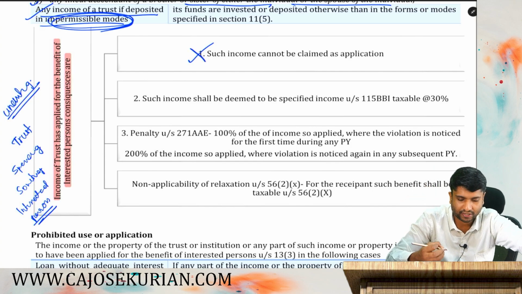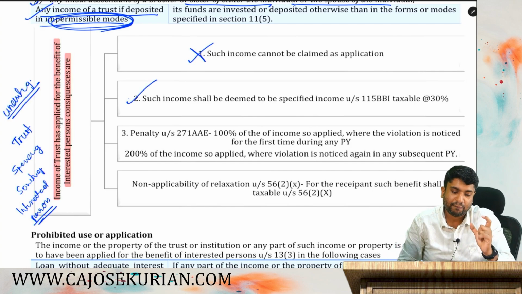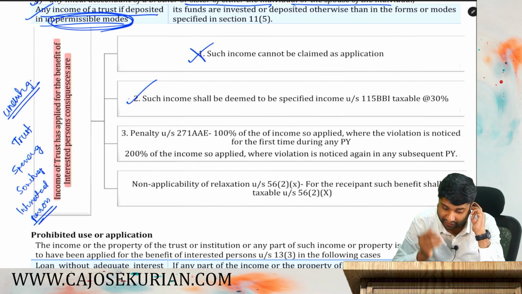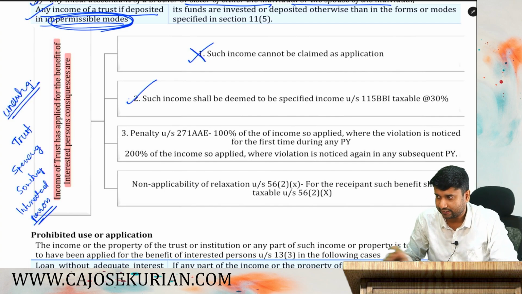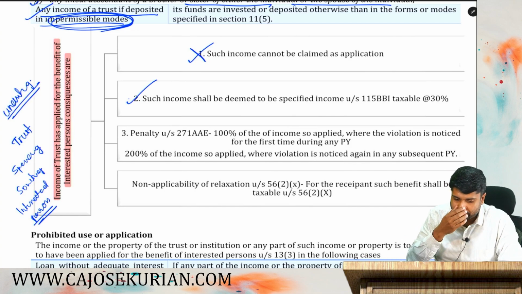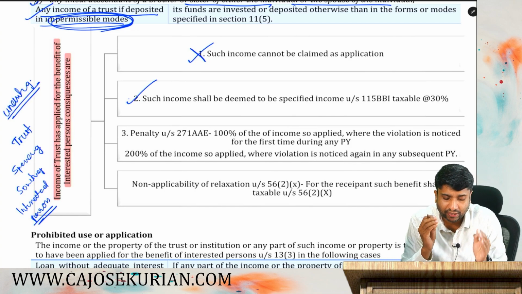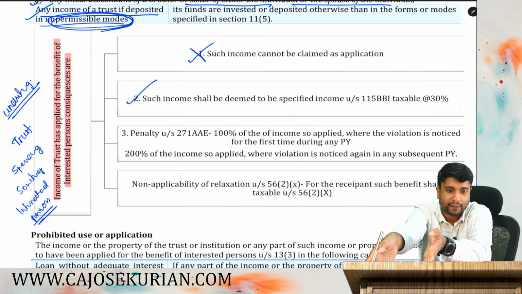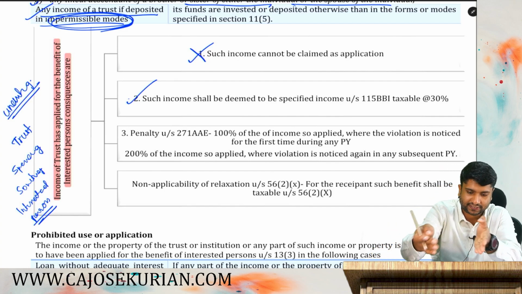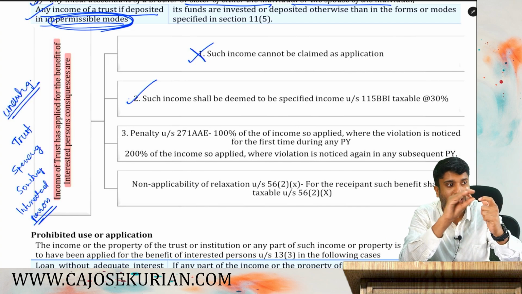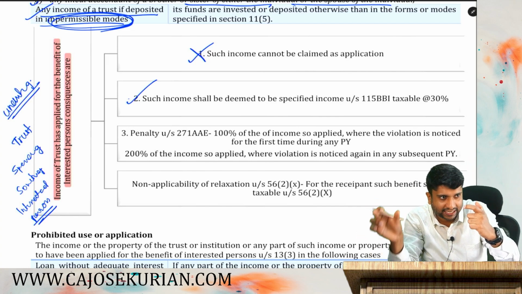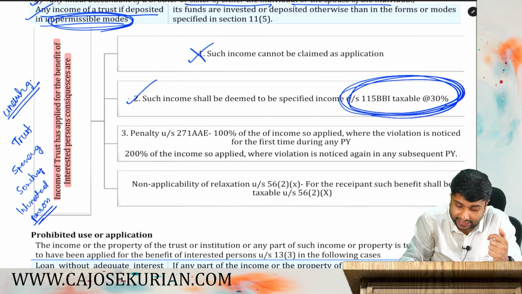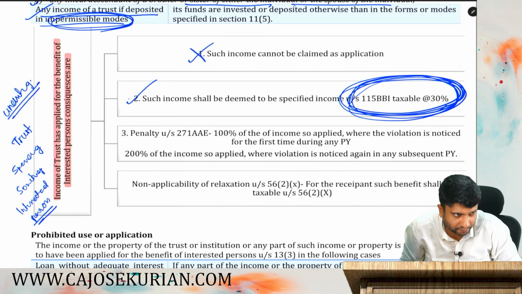That's gone. Second one: such income shall be deemed to be specified income under 115BBI, taxable at 30%. That simply means that the amount I am spending and applying for the benefit of the specified person shall not form part of the taxable income. It has to be treated as a separate income and you have to tax it at 30% separately. Are you with me?